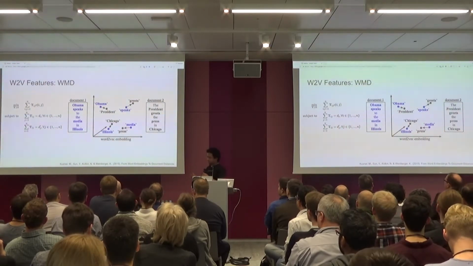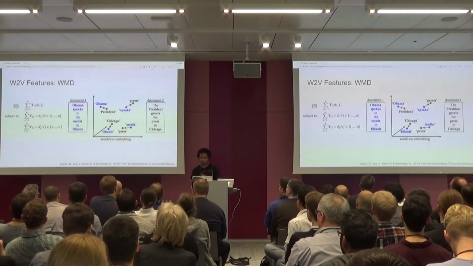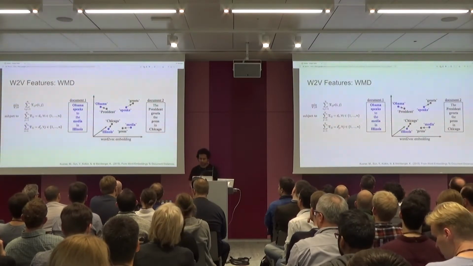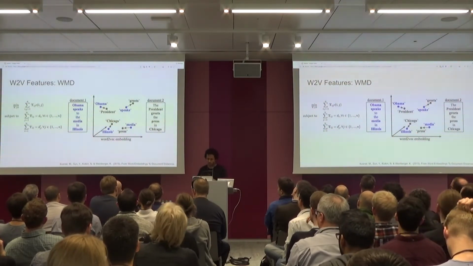So it says that these sentences are not similar, but they are. So cosine distance will fail in this case, and word mover distance works.